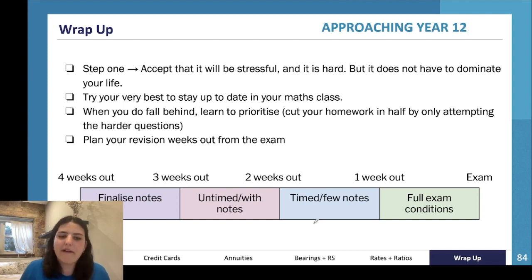The other thing that I have on here is about planning your revision weeks out from the exam. So let's say that this is like your trial exam here. Hopefully it would be more, but let's say borderline 1 week out, you're able to do just full exam conditions. 2 weeks out, you're doing it timed with a few notes. 3 weeks out, you can do it untimed with your notes out. And 4 weeks out, you can work on finalizing those notes. The most important thing you can do is the green section. People who do this section and people who never do it are the difference between like an 80 and a 98 ATAR.